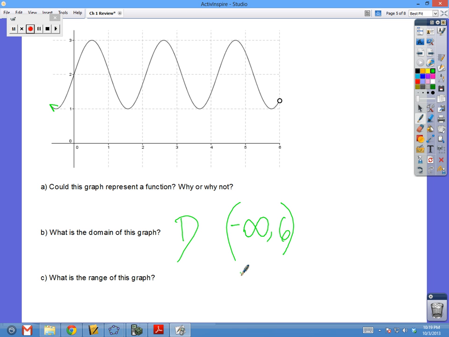C, the range, up and down. So it does not ever go lower than this, and it does not ever go higher than this. So up and down, the lowest it goes is 1, the highest it goes is 3. And I'm going to put brackets because it does hit 1 and it does hit 3.